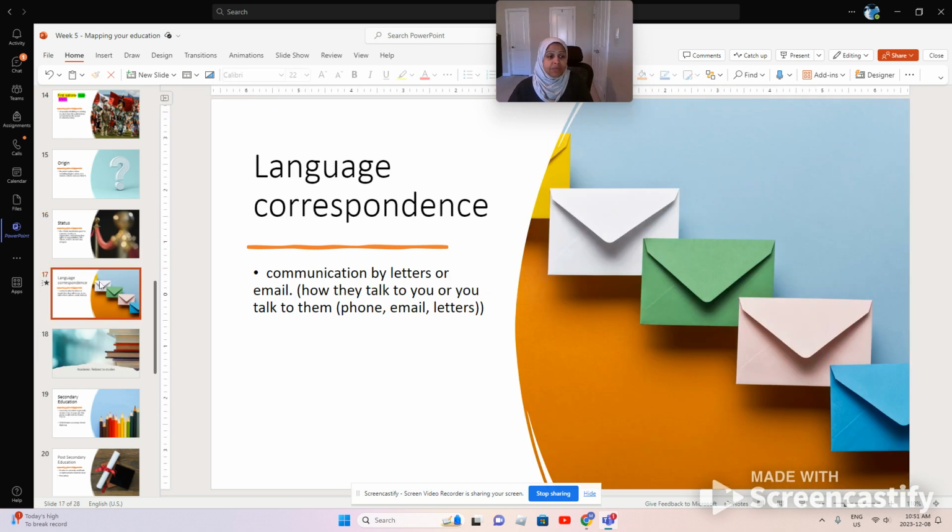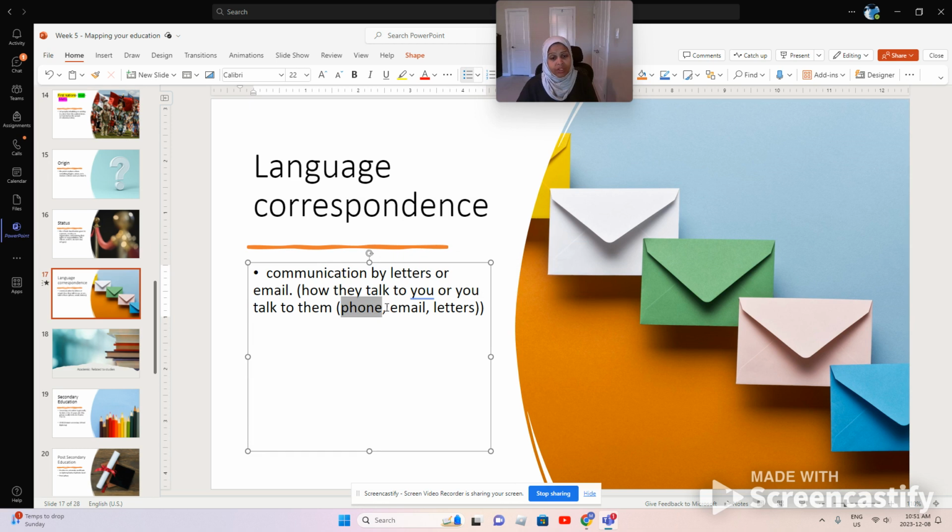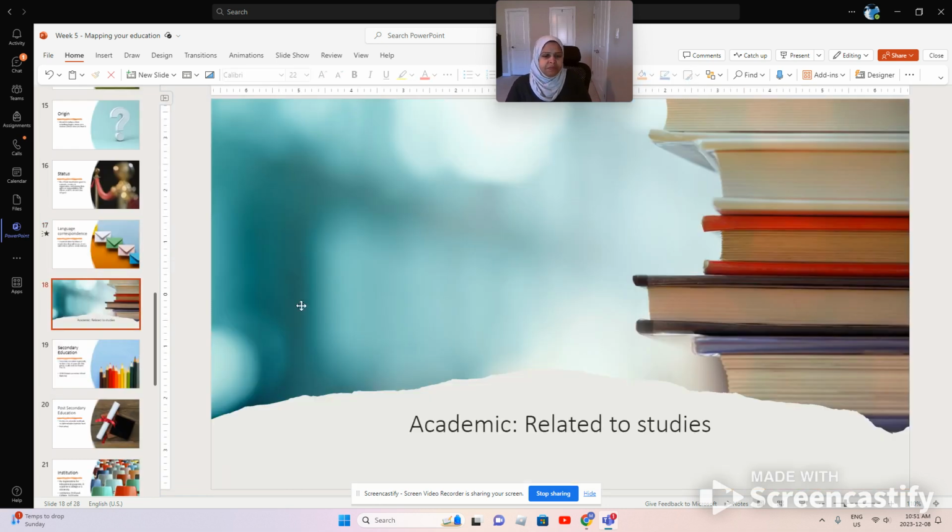It all depends. Language of correspondence asks about the language and the method in which they would communicate with you. Correspond means respond back. So do you want them to speak to you in English or French? Do you want to be contacted through your email, your phone number, or a letter that comes to your mail with your address? So language of correspondence is about how you want them to communicate the information to you. Okay.